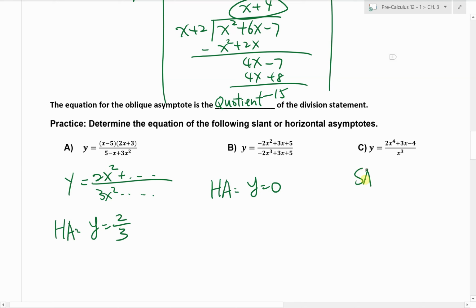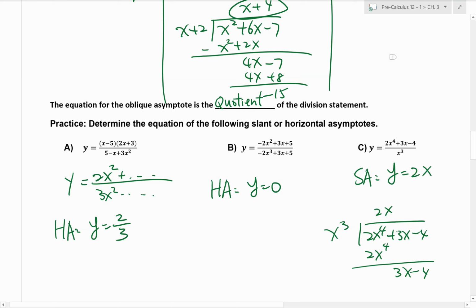Part C, this is going to be a slant asymptote. You just need to quickly do a long division. This is going to be x cubed, so you times by 2x. You get 2x to the power 4. And you get 3x minus 4, which there's nothing you can multiply to make x cubed to be 3x. Therefore, the slant asymptote is just y equals 2x. All right, hopefully you did okay. So that's how we figure out if and where we have our slant and horizontal asymptotes.